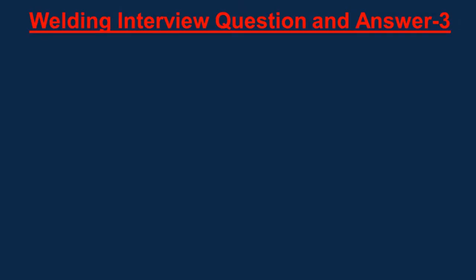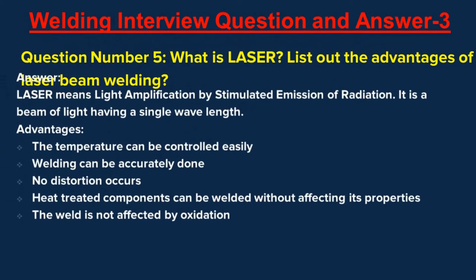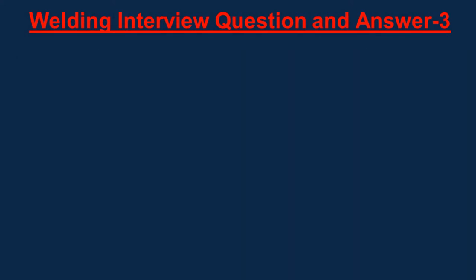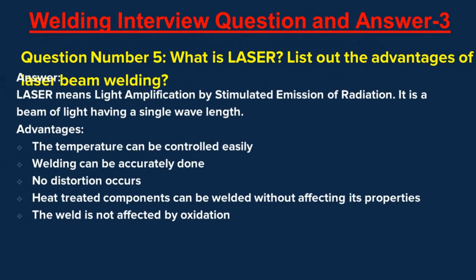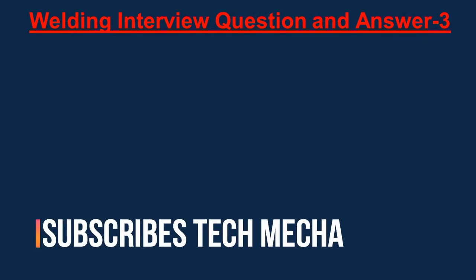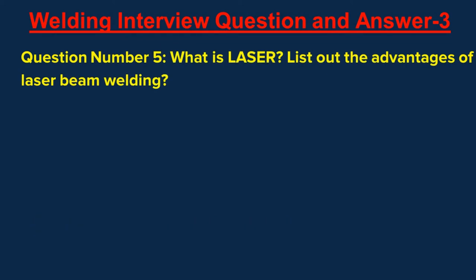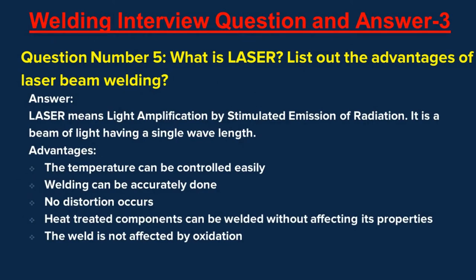Question number 5. What is laser? List out the advantages of laser beam welding. Answer. Laser means light amplification by stimulated emission of radiation. It is a beam of light having a single wavelength. Advantages. The temperature can be controlled easily. Welding can be accurately done. No distortion occurs. Heat-treated components can be welded without affecting their properties. The weld is not affected by oxidation.